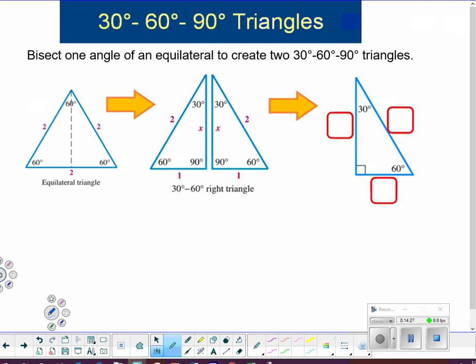30, 60, 90 right triangles. This is something you probably studied in geometry, maybe even a little bit of work last year in Algebra 2. And we're starting out with an equilateral triangle, which means that all the sides are equal, all the angles are equal. So you can see how we're starting out with congruent sides, 2, 2, and 2.